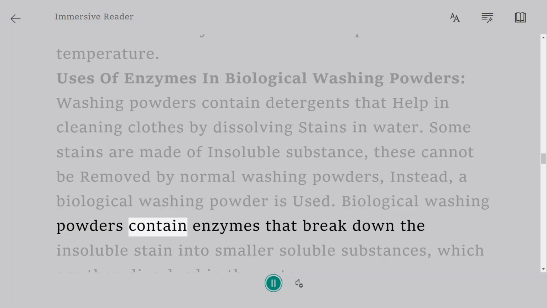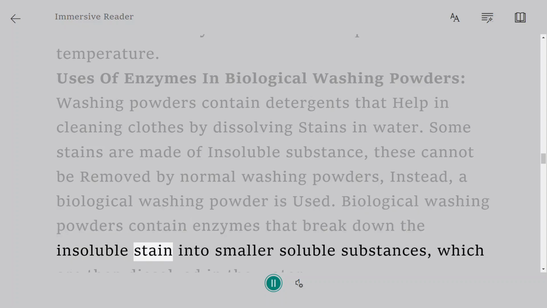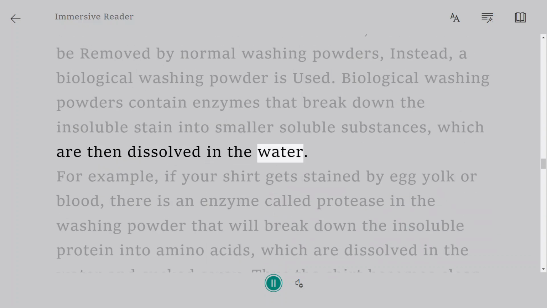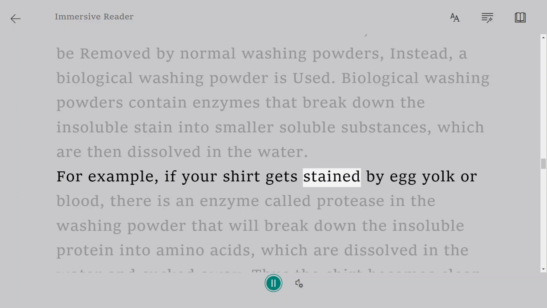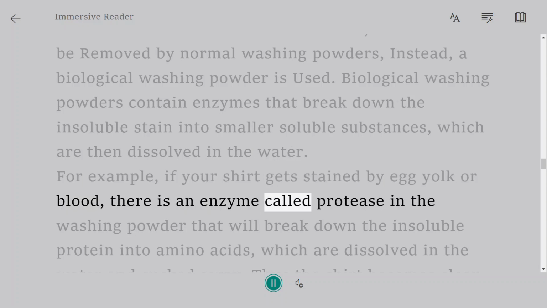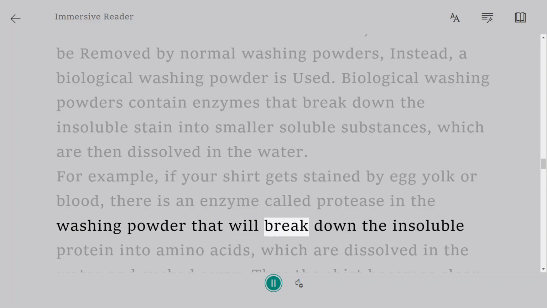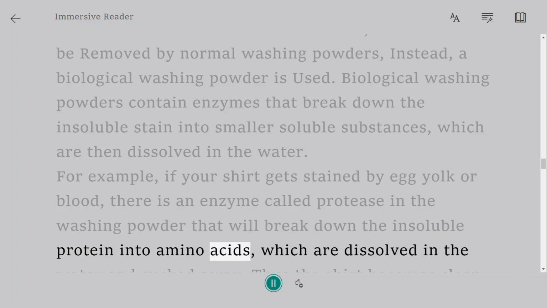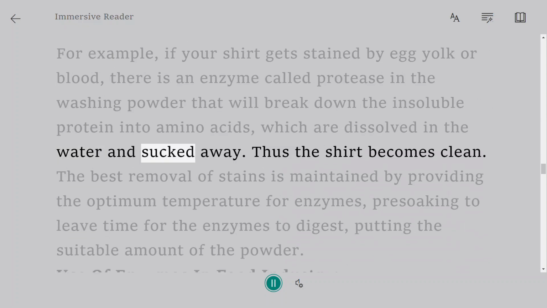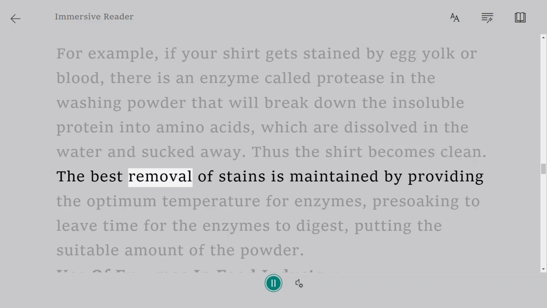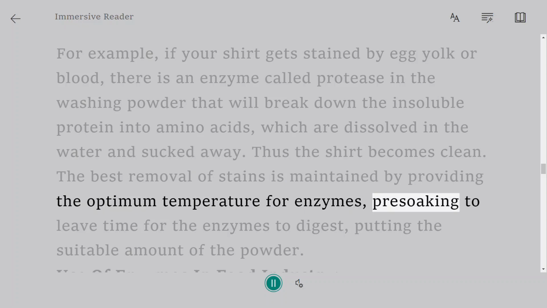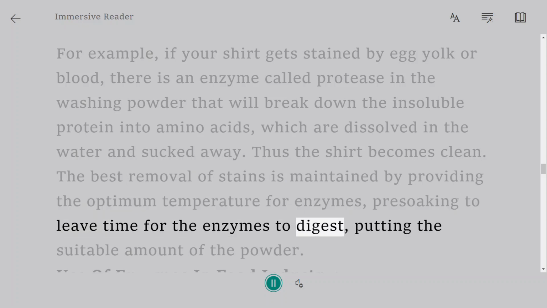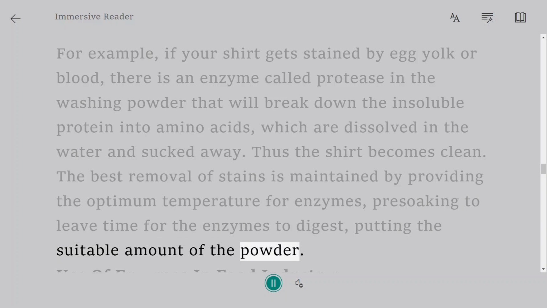Biological washing powders contain enzymes that break down the insoluble stain into smaller soluble substances, which are then dissolved in the water. For example, if your shirt gets stained by egg yolk or blood, there is an enzyme called protease in the washing powder that will break down the insoluble protein into amino acids, which are dissolved in the water and sucked away. Thus the shirt becomes clean. The best removal of stains is maintained by providing the optimum temperature for enzymes, pre-soaking to leave time for the enzymes to digest, and putting the suitable amount of the powder.